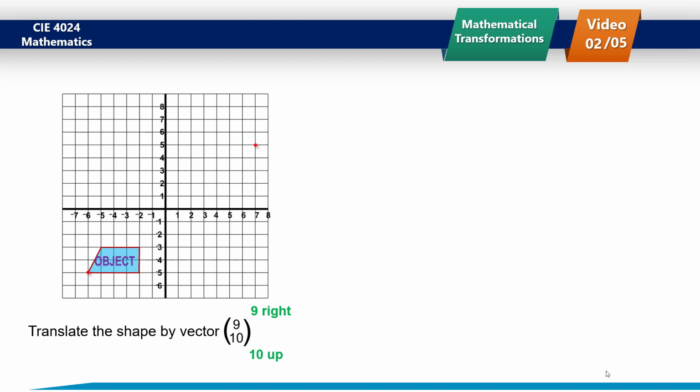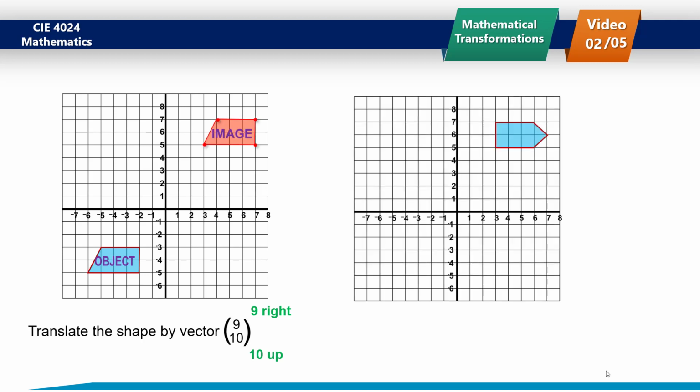Same with the second point, 9 units right and 10 units up. Same with the third, 9 units right and 10 units up. And for the last point, 9 units right and 10 units up. When I join these 4 points, I will end up with my image, and the shape is translated.